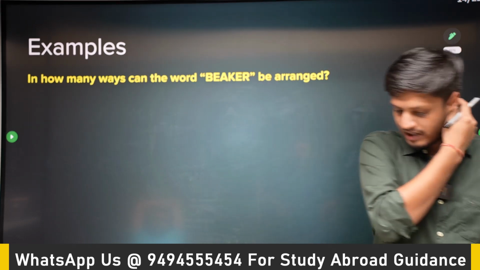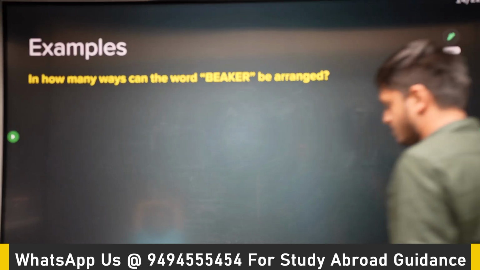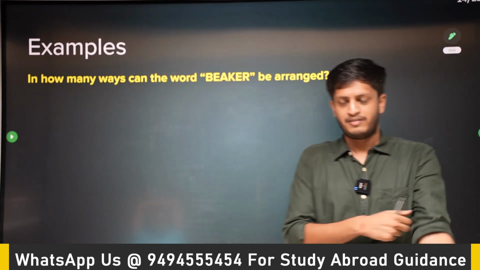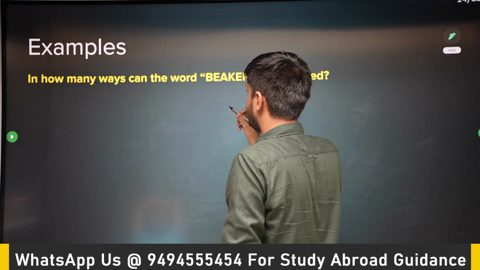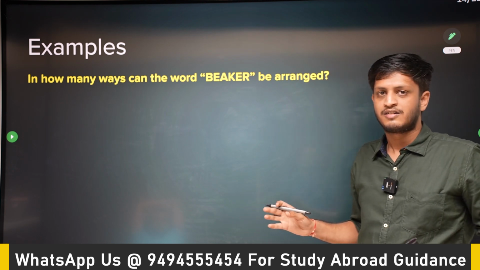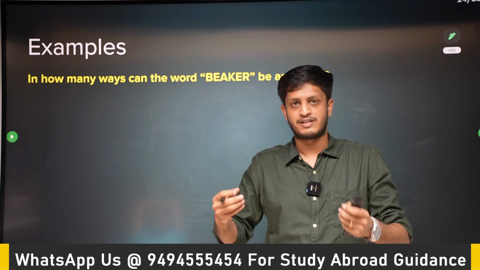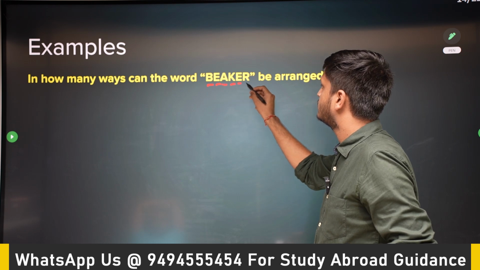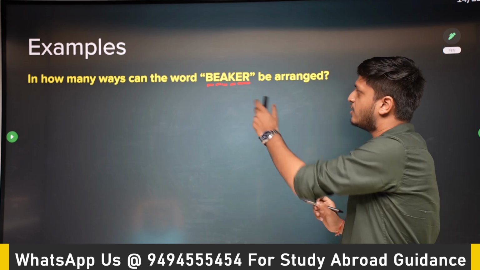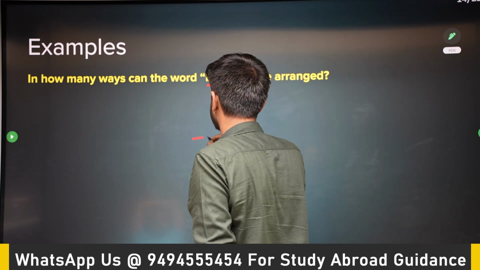So next question. Now we have some common words. In how many ways can the word BEAKER be arranged? Now this gets slightly trickier, and we will solve this. Here they have not said how many places. If they are not mentioning the number of places, by default you assume the same number of places as objects. So you have to arrange the entire word BEAKER. There are 6 letters, and you have to arrange these 6 letters in 6 places. So we have 6 places.